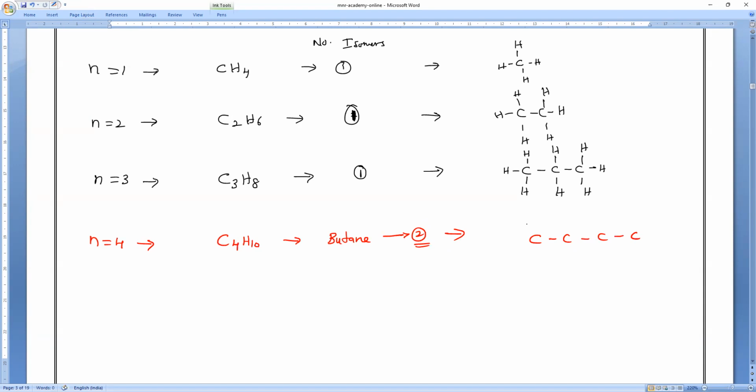Okay, then first carbon, how many hydrogens? 3. Second carbon, 2. Third carbon, 2. Fourth, the last carbon, again 3. So hydrogen.